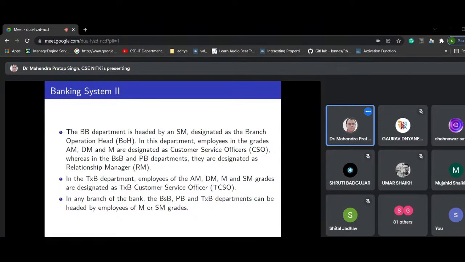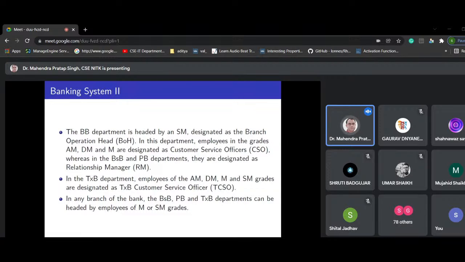Some of you, if you have got the chance to interact with the treasury department, let's say in order to get the currency card if you are going abroad. Fine. So in the treasury department, the employees of AM, DM, M, and SM grades are designated as TXP customer service officers. Fine. In any branch of the bank, let's say the PSB, PP, TXP departments can be headed by employees of manager and senior manager grades.